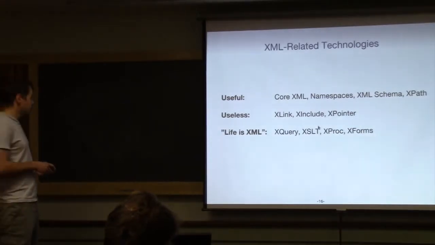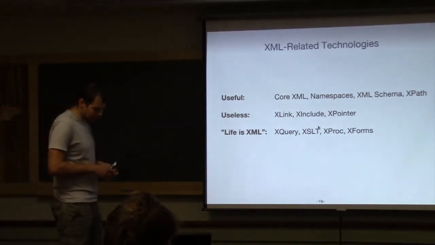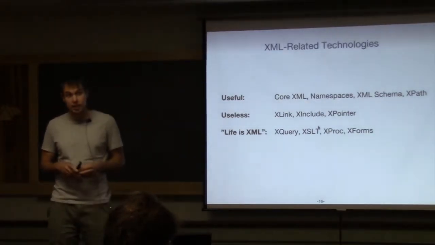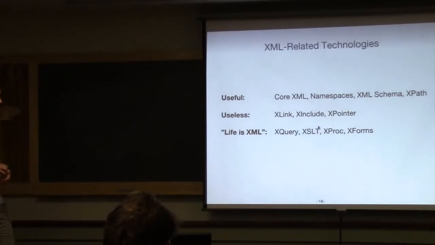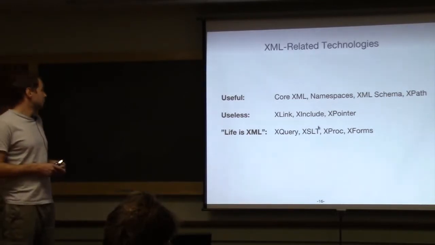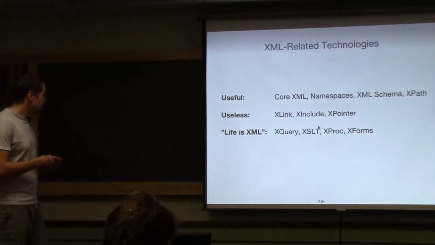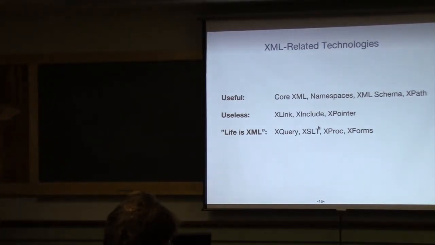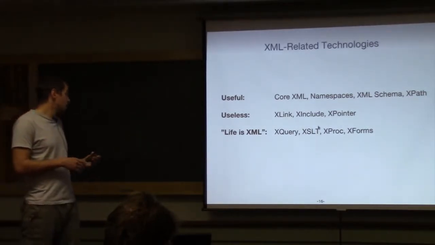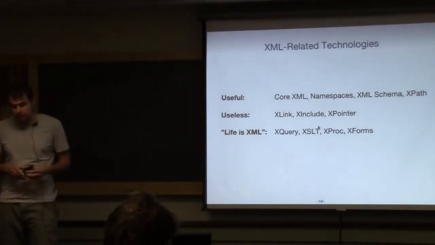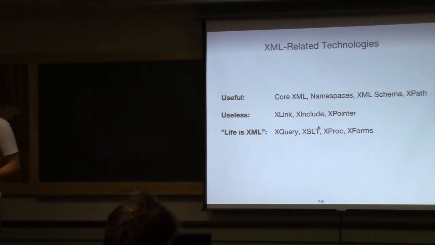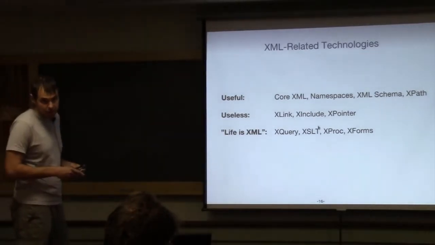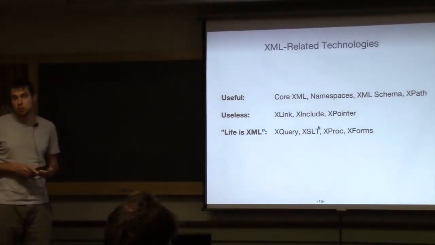XML spawned quite a lot of related technologies and standards, so let me cover the most widely used ones briefly. In fact, I divide all the XML-related stuff into 3 groups. The first group, we have the sometimes useful things such as the core XML itself, namespaces, XML schema, and XPath. I'm sure most of you are familiar with XML namespaces. They allow us to qualify names to avoid clashes.